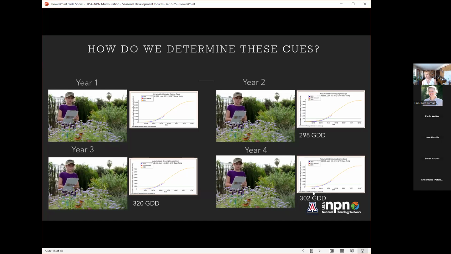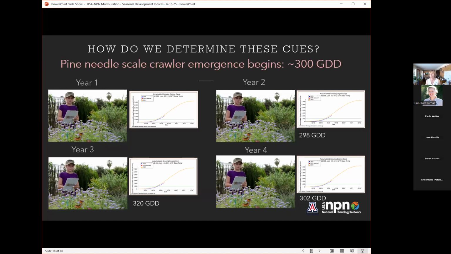And then in year four, we're still watching. The first day we see them, we go look at the plot and we're like, okay, 302 growing degree days have been achieved. And then we can just average that basically. And we can conclude that pine needle scale crawlers begin to emerge once the location has been exposed to about 300 growing degree days. And that's actually true. I made up this example, but the numbers here are actually real because other scientists came up with these. So they did it right.